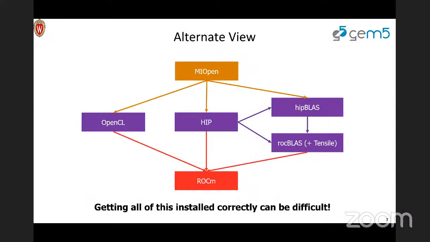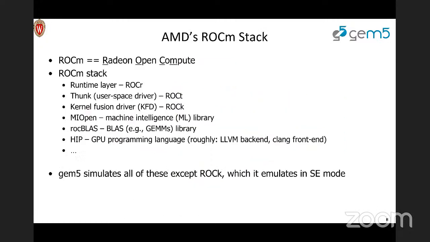Another way to view this is that we have our application with, say, a machine learning library like MIOpen underneath that, and below that you might have libraries for BLAS routines to do linear algebra, for example, or OpenCL or other kinds of code. And ultimately, for AMD GPUs, all of that sits on top of their ROCm stack, which is Radeon Open Compute. And the ROCm stack is what the device drivers are. That's what's actually controlling whatever you want to do on the GPU. And in my experience, getting all of this up and running and playing nicely with gem5 is a lot of work. And it's very error prone and tedious. And that is where the support with this Docker comes in.